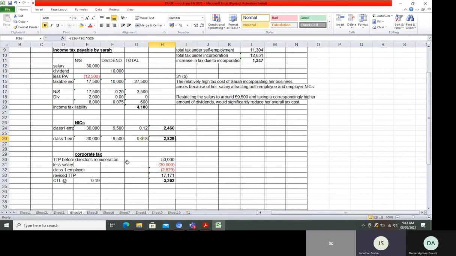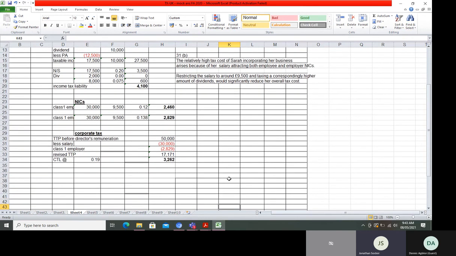Then we come to do our corporate tax. Now the company as a separate legal entity will pay tax. So this is the company's profit before the director's remuneration. Then they have to less the salary they pay to Sarah. It's an expenditure they have to deduct. The company also pays class 1 employer NIC. That's from here. We need to deduct that as well.